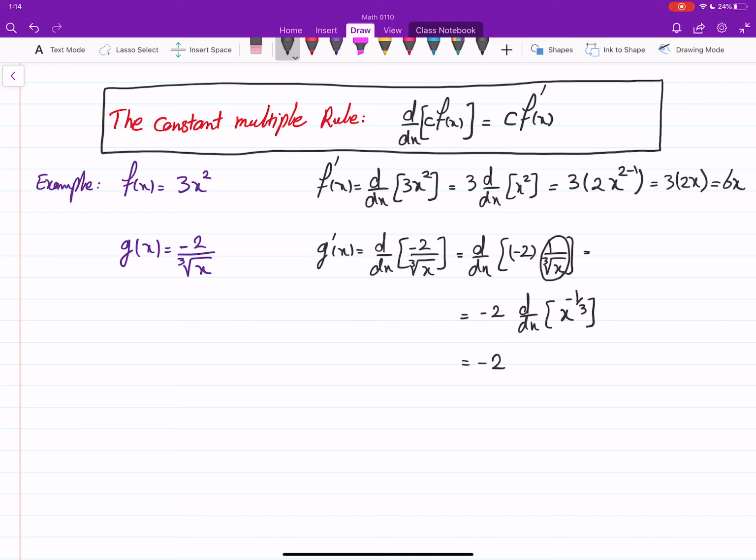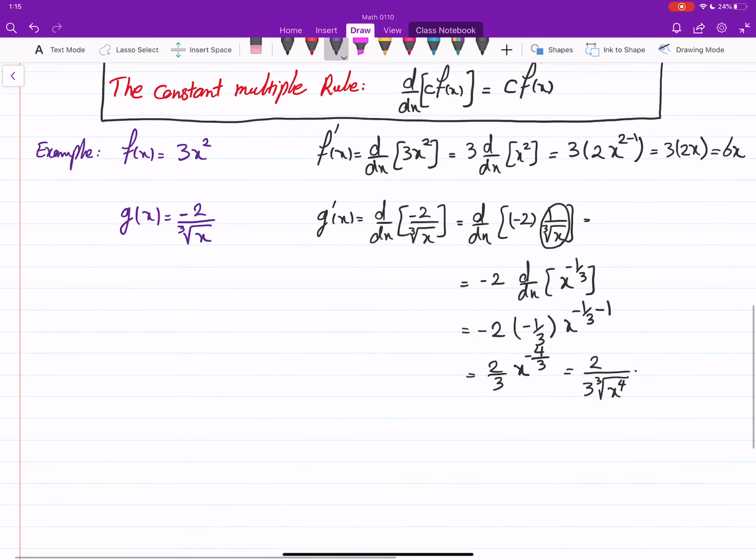And for x to the power negative 1 over 3, you can apply the power rule. The power comes up front and becomes the multiple, and then x to the power negative 1 over 3 minus 1, which is 1 less. The final is negative 2 times negative 1 over 3, which is 2 over 3, and that gives us x to the power negative 4 over 3. You can play with this and write it as 2 over 3 times the third root of x to the power 4, in the denominator.